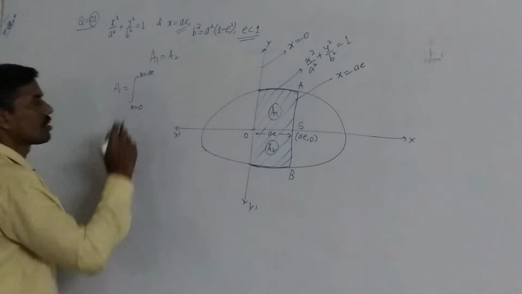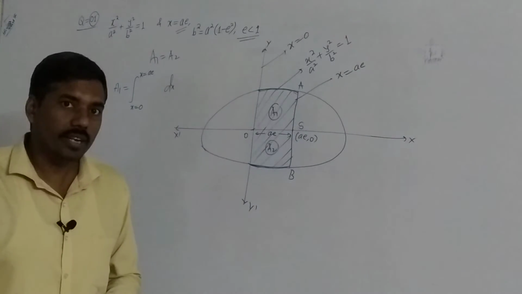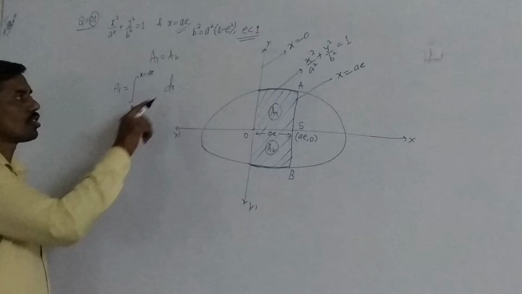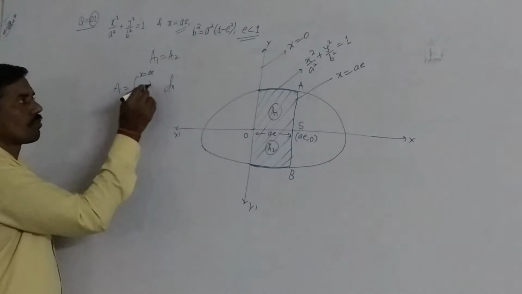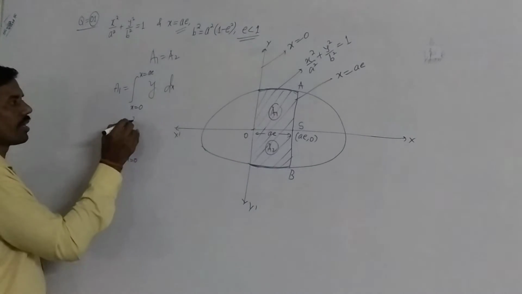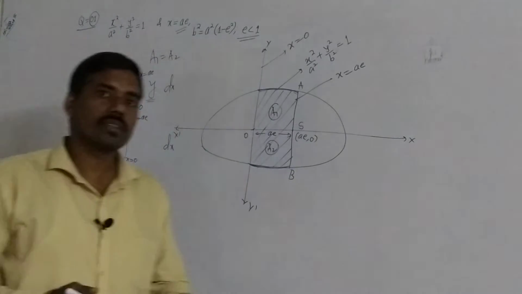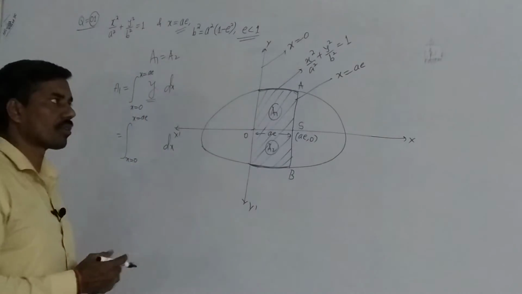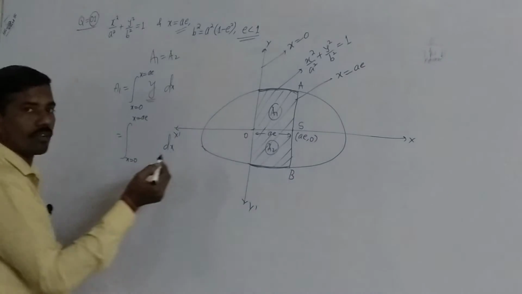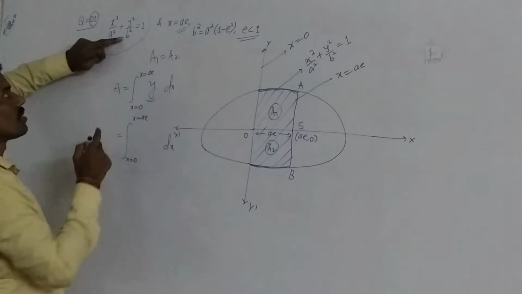So what do we have to do here? We have to write dx. Since we are taking the limits of x, that is x is equal to 0 to x is equal to AE, we have to integrate with respect to x, and for that we have to write y. So this one is equal to the integral from x is equal to 0 to x is equal to AE, write dx here, and y is taken from the equation of the curve. Since this curve is a part of the ellipse, y can be calculated from the equation of the ellipse.